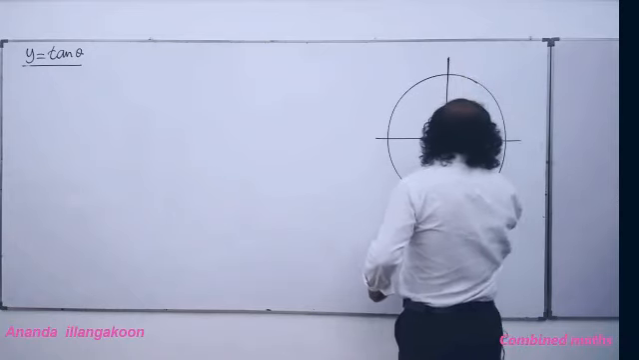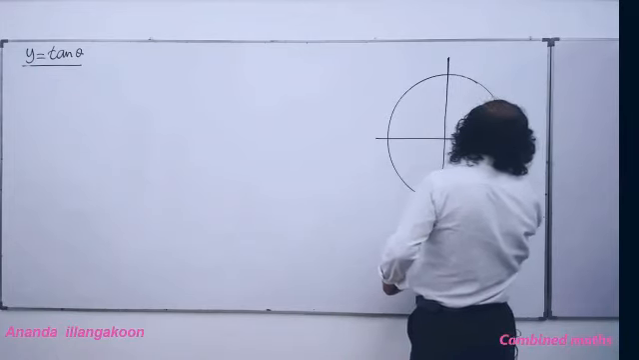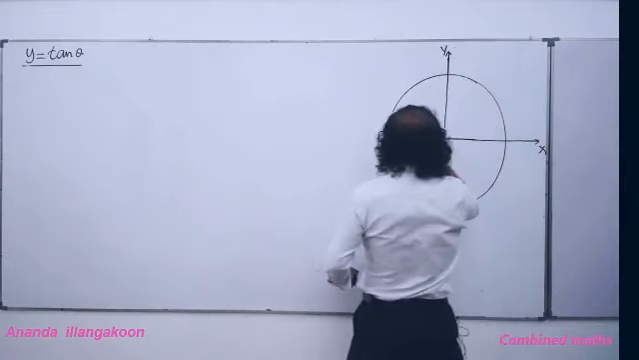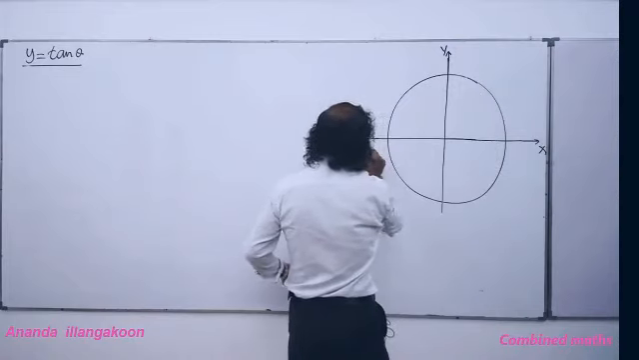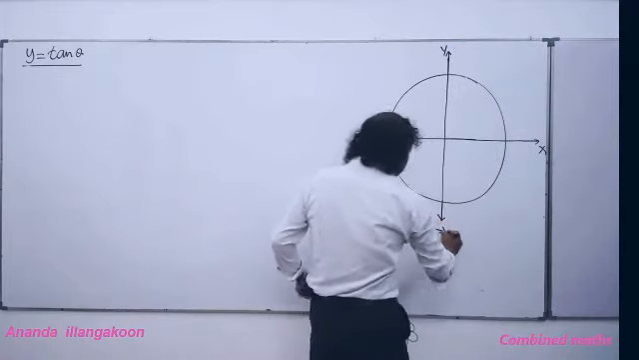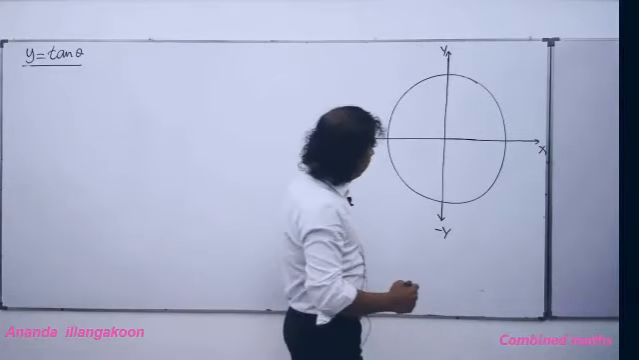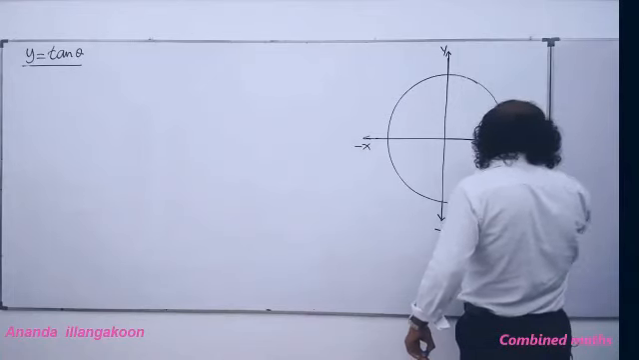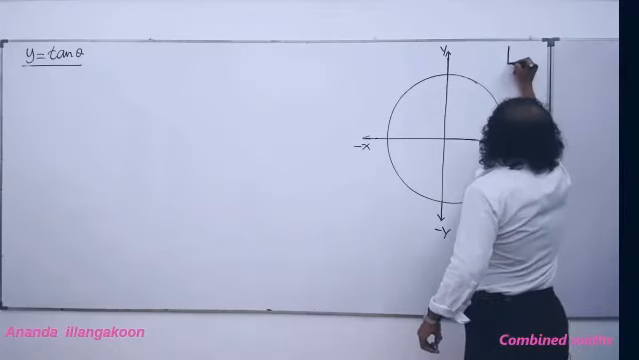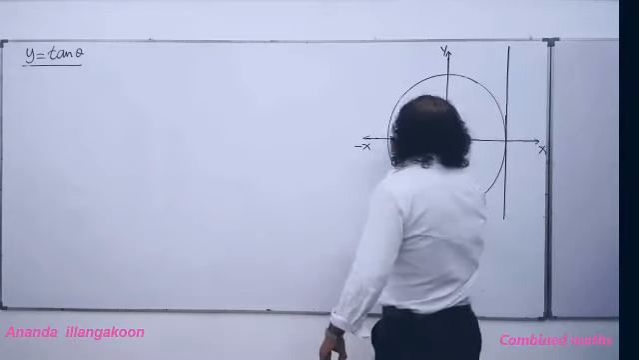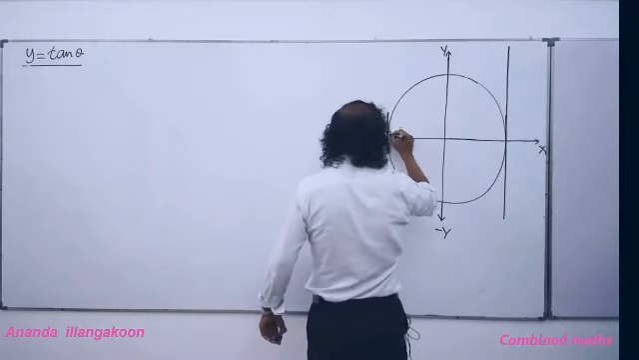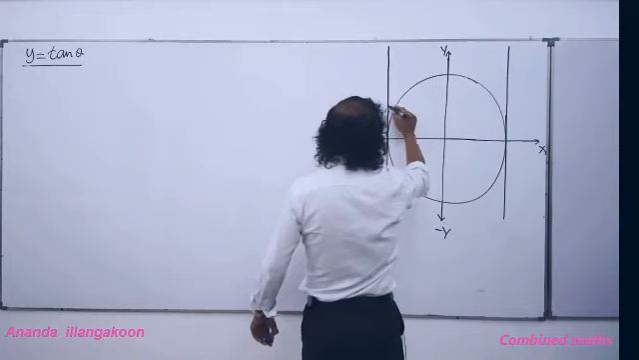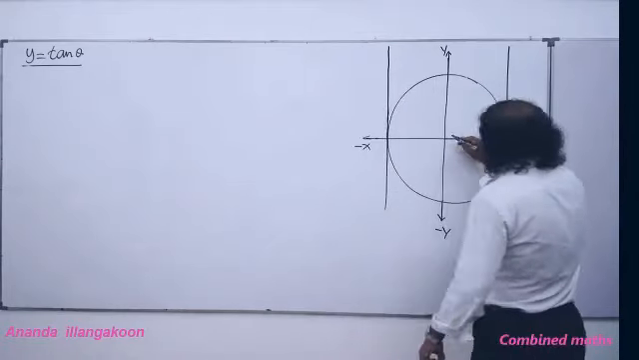We have to add a little more to the earlier diagram. This is the x axis, y axis, negative x axis, negative y axis. The new construction we add is this: from here we draw the tangent. We construct a tangent to this circle at this point and this point, this way. Right?